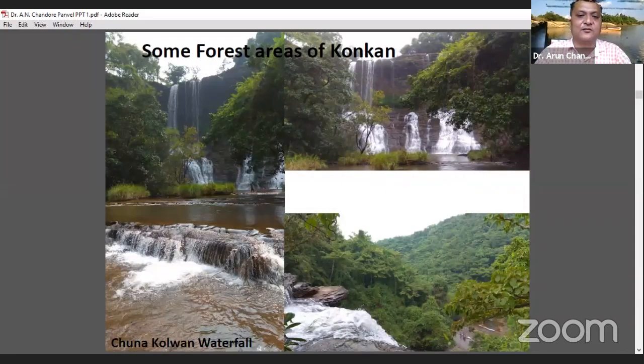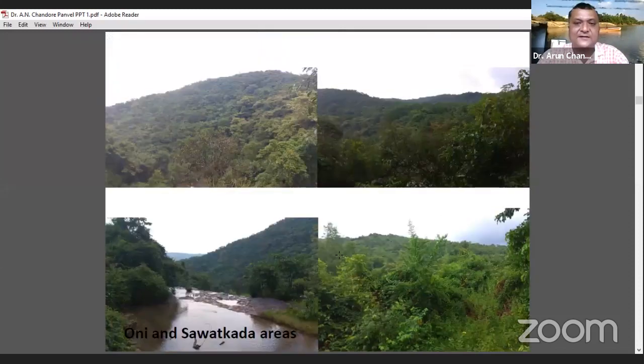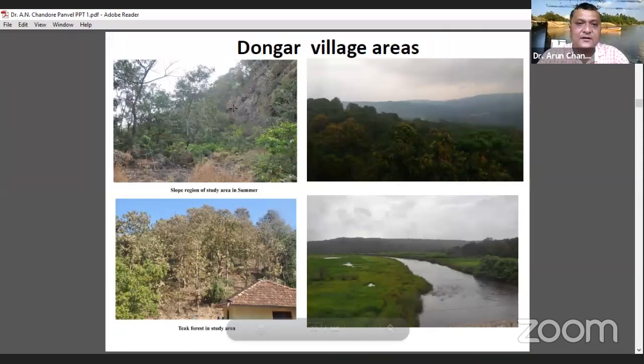Here are some forest areas of Konkan. You see, this is Chunakolon waterfall and the forest of the Chunakolon area. Then here, Dopeshwar waterfall and this forest area of Dopeshwar. Here, evergreen and semi-evergreen forest types of the Oni and Savatkada areas. Okay, these are the Dongar and Dongar village areas. And this is the Ghat region.